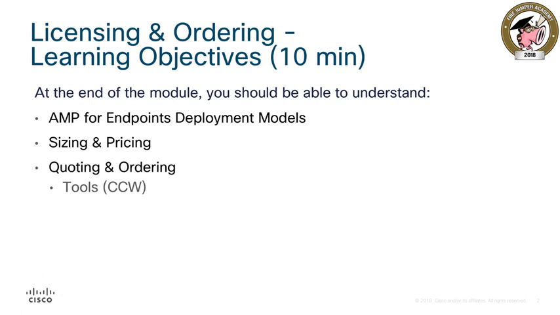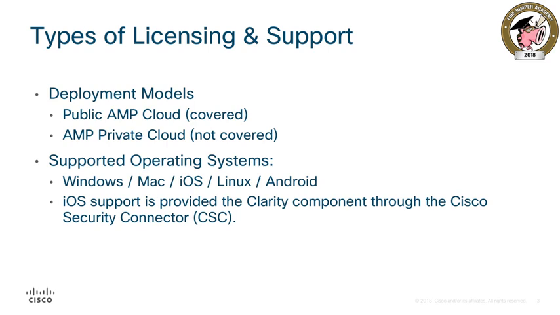Along the way, I will also include things to keep in consideration when quoting the AMP for Endpoints licenses. AMP for Endpoints can be deployed in two different infrastructures. The first, which is covered by this training, is the public AMP Cloud. The public AMP Cloud is hosted in Amazon Web Services and satisfies most customer needs by providing visibility and protection capabilities when devices are both on and off of the corporate network.